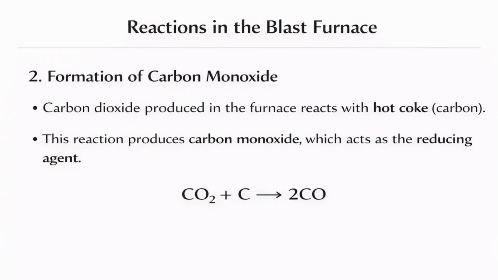The carbon dioxide produced in the first reaction rises up the furnace. It reacts with hot coke, which is carbon. This reaction produces carbon monoxide. Carbon monoxide is important because it acts as the reducing agent in the extraction of iron.